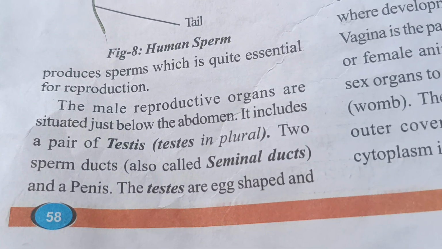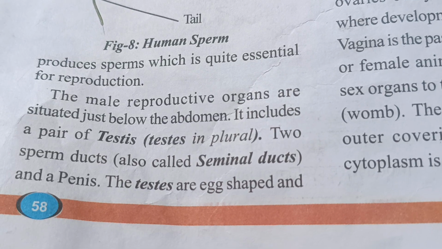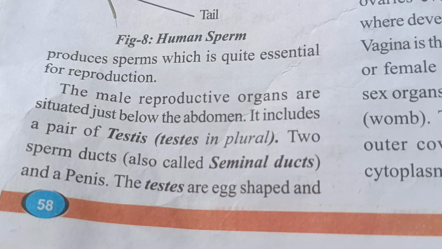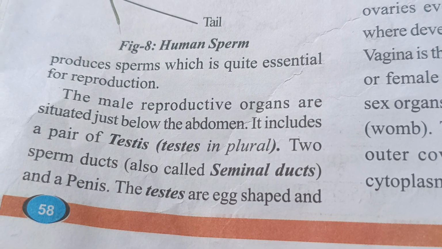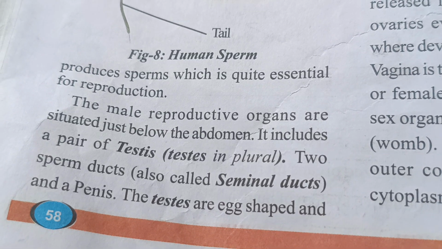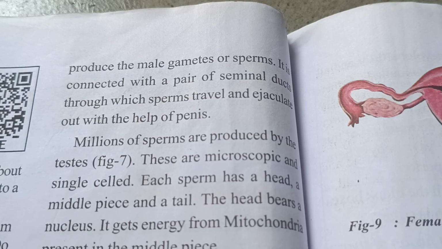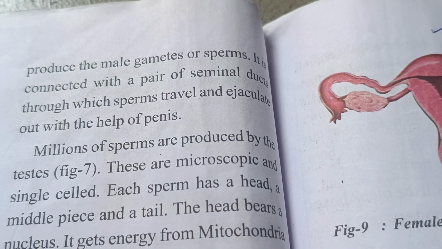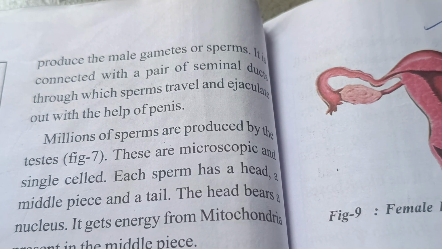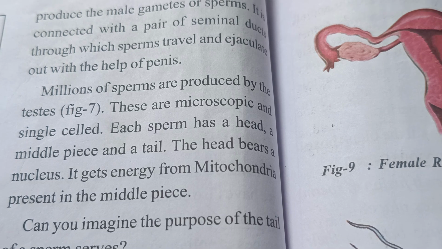Next, the male reproductive organs are situated just below the abdomen. It includes a pair of testes, in plural, two sperm ducts, also called the seminal ducts, and a penis. The testes are egg-shaped and produce the male gametes as sperms. It is connected with the pair of seminal ducts through which sperms travel and ejaculate out with the help of penis. Millions of sperms are produced by the testes.